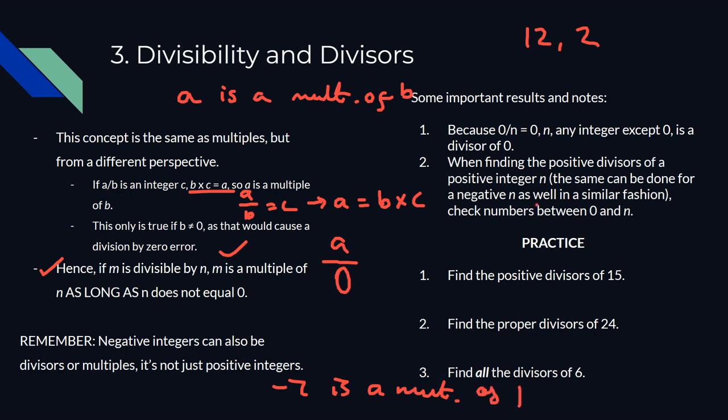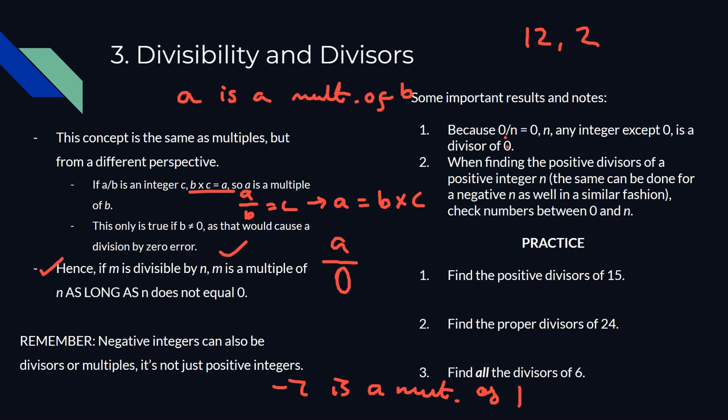Now, let's take another look here. Because 0 over n is 0, these are some important things to keep in mind. Because 0 over n is 0, any integer except 0 is a divisor of 0. Basically n should not be 0 because 0 over 0 is undefined. Any number is a divisor of 0, and that comes from 0 being a multiple of any number, as long as the number isn't 0 itself.